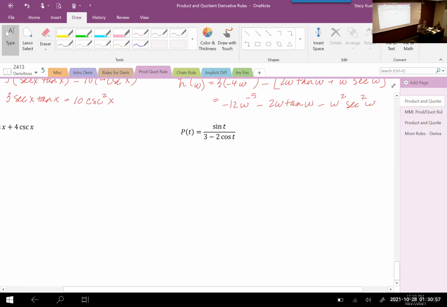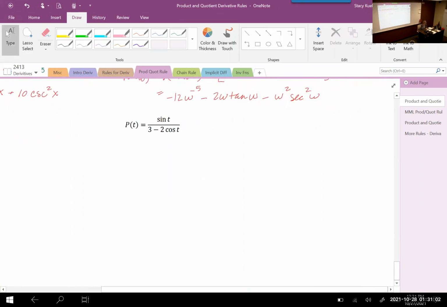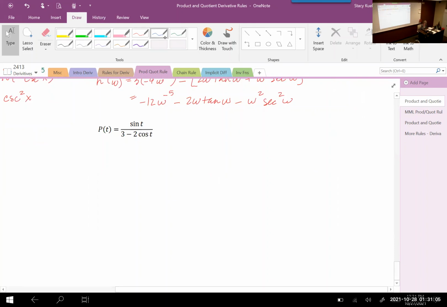Okay, so we have sine t over 3 minus 2 cosine t. So if the numerator is sine, what's the derivative of sine? Okay. So g, or the denominator, is 3 minus 2 cosine t. And its derivative would be negative 2 times negative sine t, or in other words, 2 sine t.